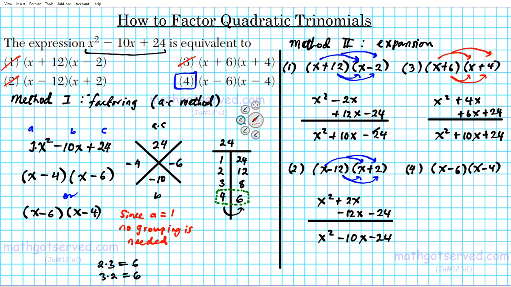Following the same procedure: first, outer, inner, and then last. We'll multiply it out. We have x squared minus 4x minus 6x plus 24. And then when we add it downwards, what do we get? x squared minus 10x plus 24. Perfect. Bullseye. This is exactly what we want. So we can see for certain that option 4 is the correct answer.